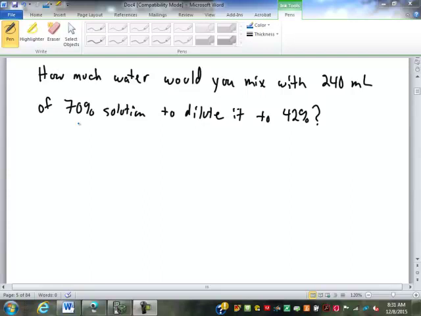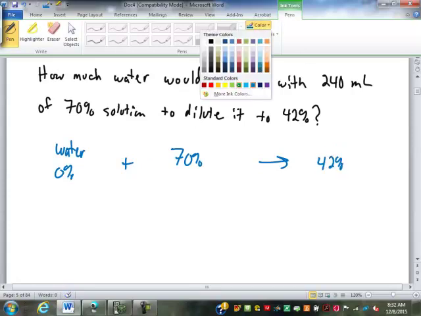Okay, so for this one, what are the two things that we are mixing? What are our ingredients here? We have water, and then we have the 70% solution. What percent is water? 0%. So we're combining those two, and we're trying to get what percent? 42%. Do we know any volumes?